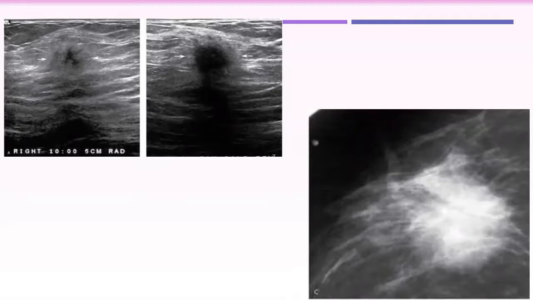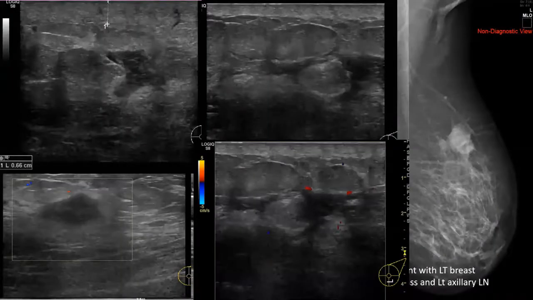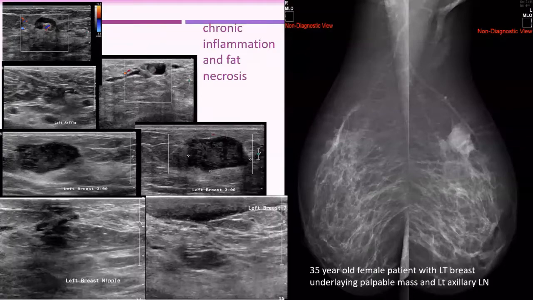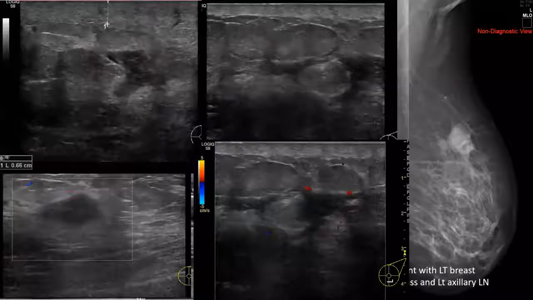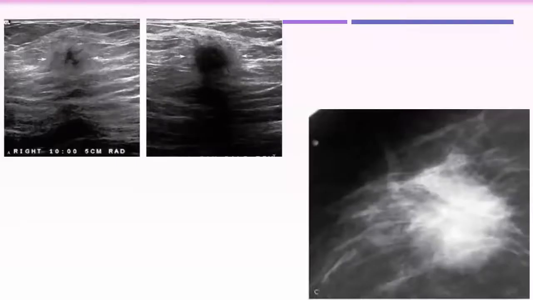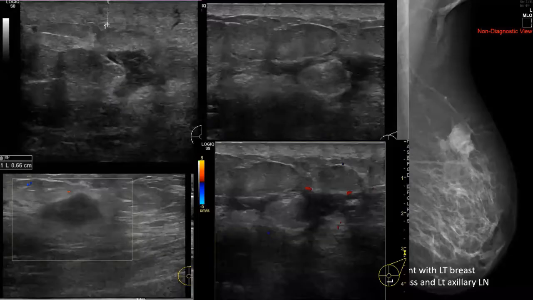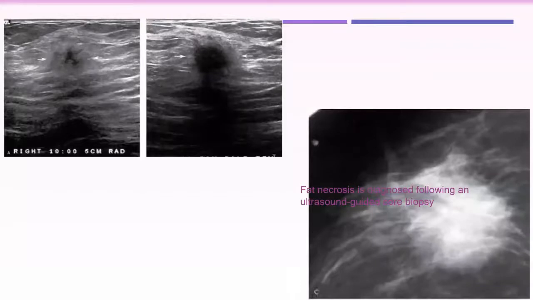Fat necrosis, I put it as fat... excellent, fat necrosis. So the first case, this one, it was chronic inflammation with fat necrosis. You did not notice here, it is fat necrosis. This patient, our patient, fat necrosis, and the other patient also fat necrosis from the literature. The first one is ours, but this one from the literature, both are fat necrosis.